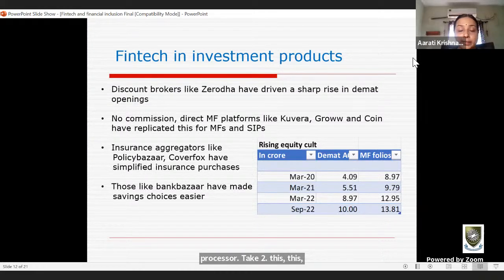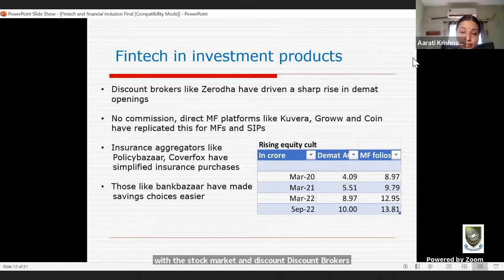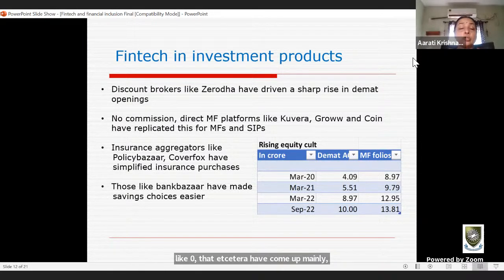Now we'll come to the more interesting part. I'm sure students nowadays have more than a nodding acquaintance with the stock markets, and discount brokers like Zerodha have come up mainly using easy KYC. Earlier, if you had to open a DMAT account or a broking account with a broker, you had to sign a verified document with say 50 or 60 pages of signatures. But today with video KYC, Aadhaar, PAN, etc., you can open an account very easily with Zerodha and others.